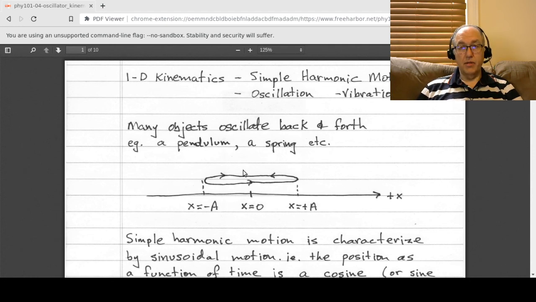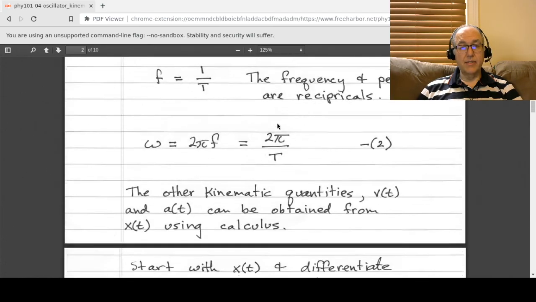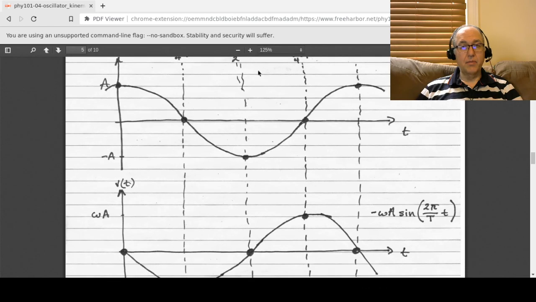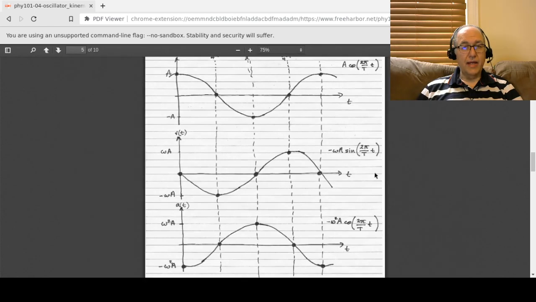Where's the velocity the biggest? When you're passing right through the middle. So when you're passing through the middle, going from plus a to negative a, your velocity is maximum negative value. And when you're going from negative a to positive a, your velocity passing through the middle is maximum in the plus direction. That's exactly what we saw in the graphs. All right, so let's swing back to those graphs. I'm going to shrink this down just for a second so you can see them all together, and let's take a look there.